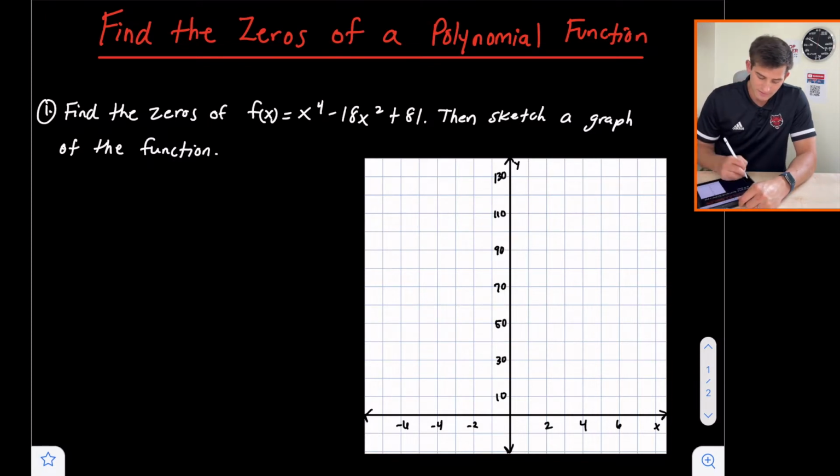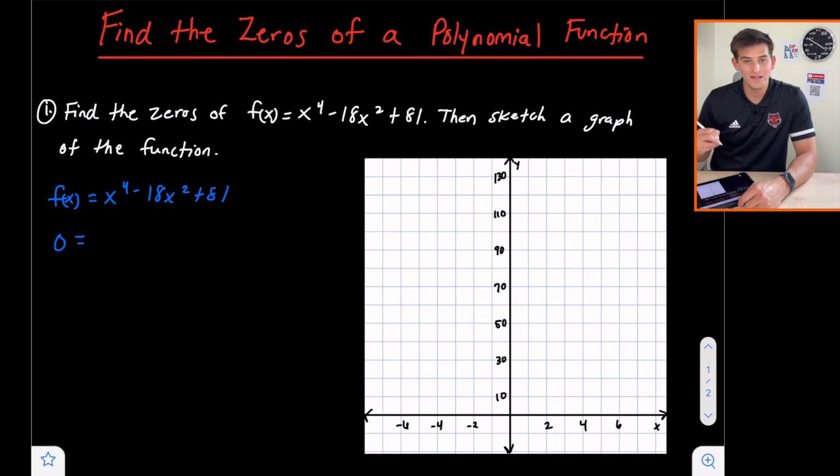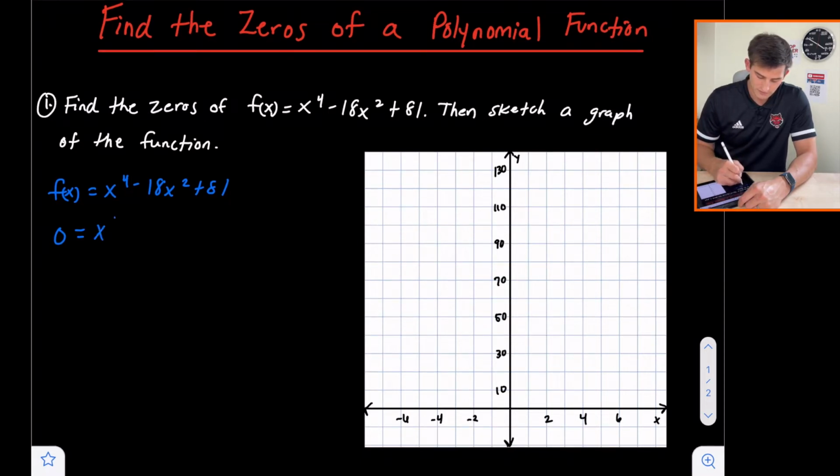So let's start off by finding the zeros of the function. Essentially we want to know what is x when y is 0, or what is x when f of x is equal to 0. So we'll go ahead and write our function down: x to the fourth minus 18x squared plus 81. And we want to know when f of x is 0, what is x? So we can just go ahead and plug in 0 for f of x.